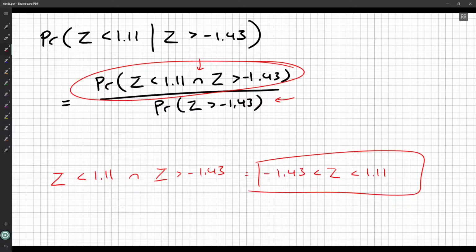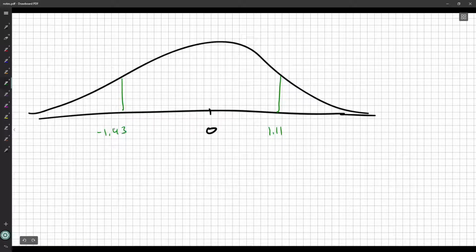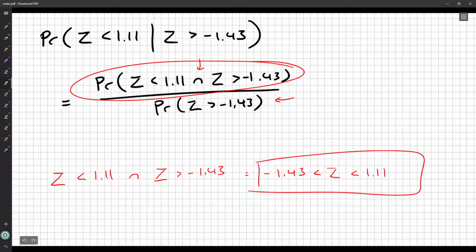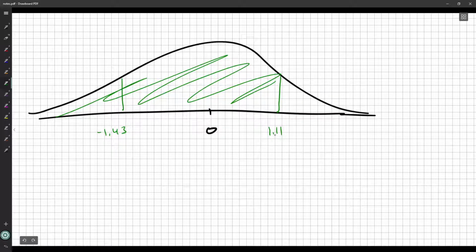But what does this really mean? Well, let's draw a picture. I always find it very nice to draw a picture to help visualize. So we'll get our standard bell curve. It's the standard normal random variable, so we've got a mean of 0, and we've got 1.11 and negative 1.43. We'll just roughly put them on here. Those are the values that we're comparing Z to. We want the values of Z that are less than 1.11, so those would be the values to the left of 1.11. So the probability that Z is less than 1.11 would be this area that we've shaded.